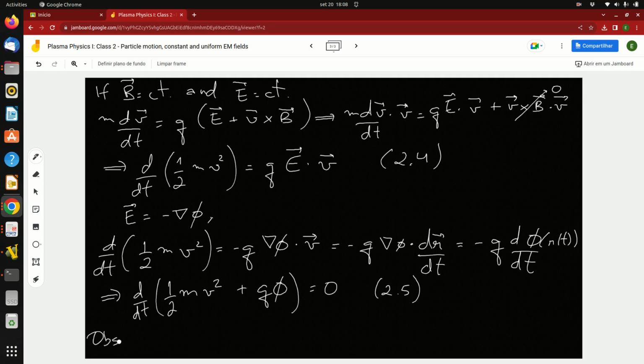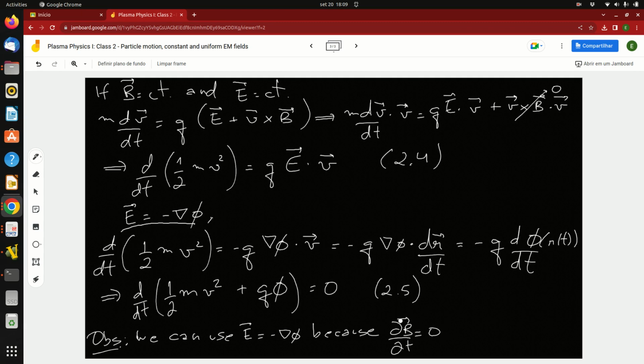Another observation here. How do we know we can use this form for the electric field, minus nabla phi? Well, we can use E equal to minus nabla phi because del B/del t is equal to 0, because we have chosen a constant magnetic field.